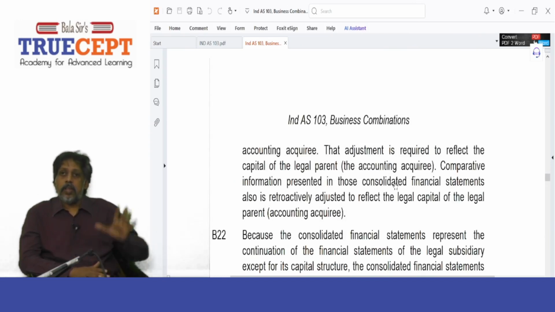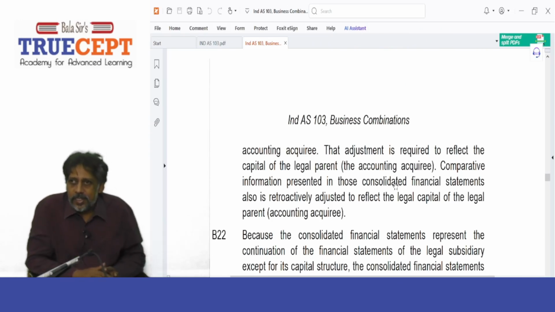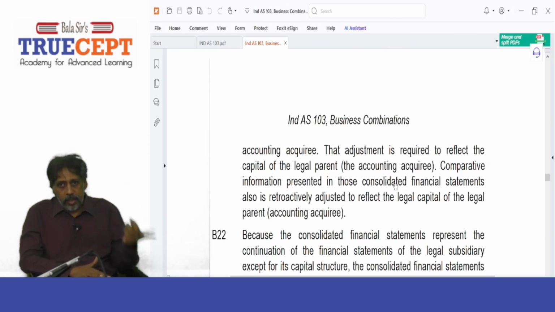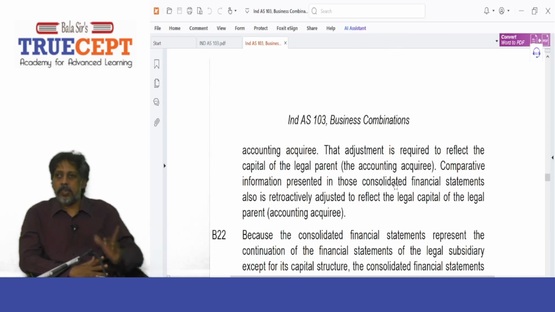That means what? The number of shares to be shown in the balance sheet will be what? Not the 60 plus 40 notional. 250 will be shown, because that's the truth, right? Entity A's balance sheet, 100 plus 150. Anyway, this point will be once again reiterated in B22. That adjustment is required to reflect the capital of the legal parent. Legal parent means A Limited, which is nothing but the accounting acquiree. Comparative information presented in those consolidated financial statements. That's fine. Forget about that.